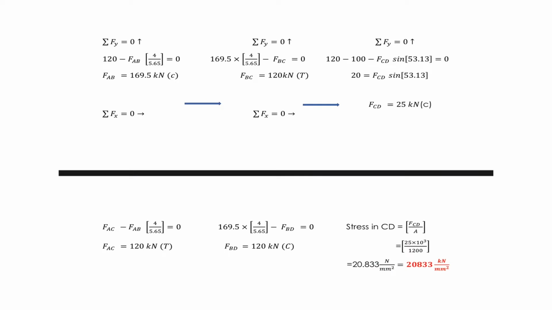And lastly, we have to find the simple stress. Using the formula of simple stress, equal to load force F over area, we can substitute the value of FCD, 25 kilonewton, over area 1200. So we come up with 20.833 Newton per millimeter square. Converted into kilonewton, it is 20,833 kilonewton per millimeter square, which is the answer for simple stress.